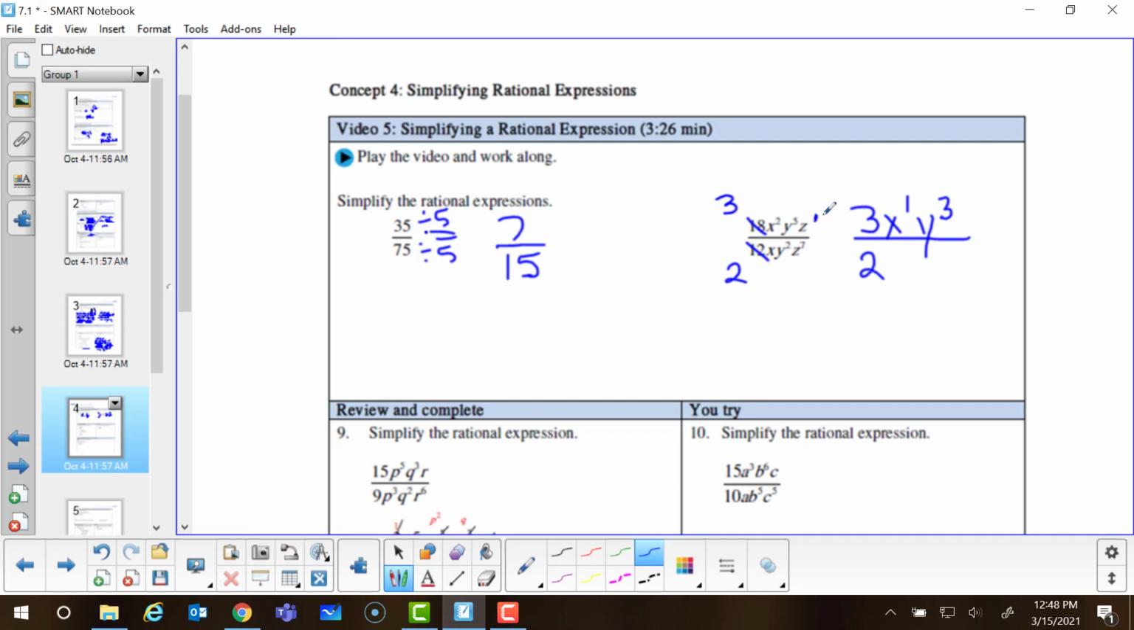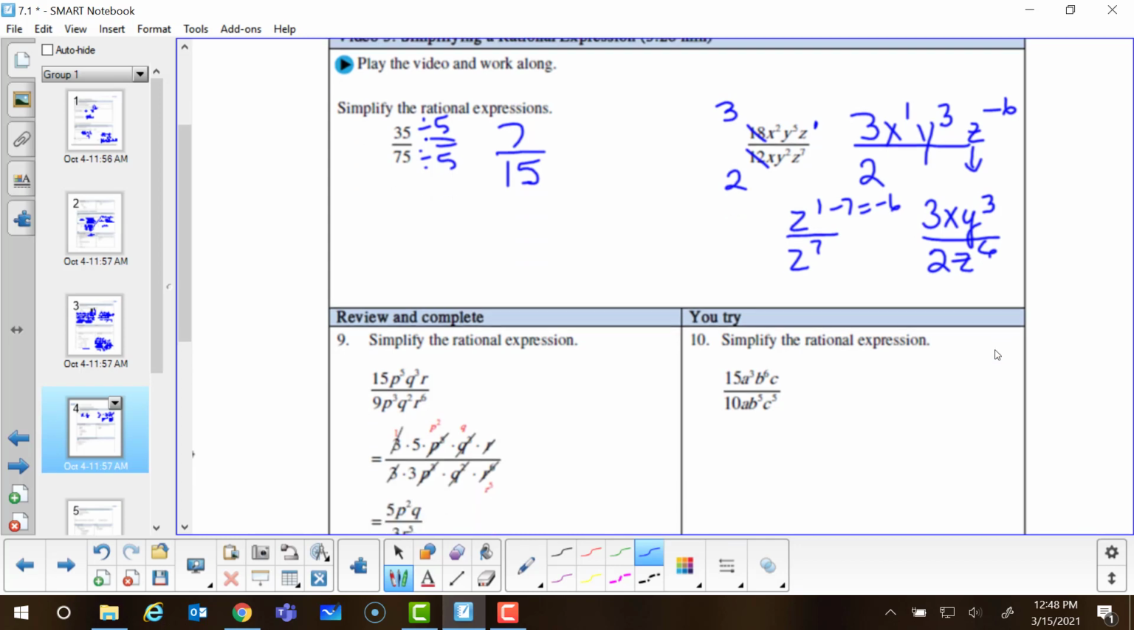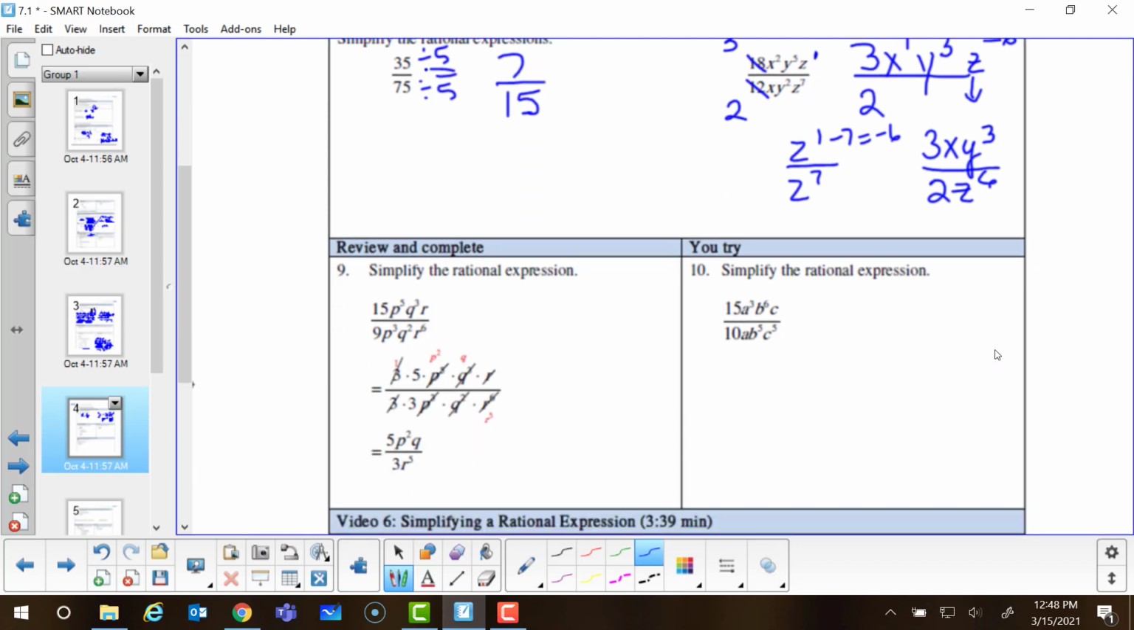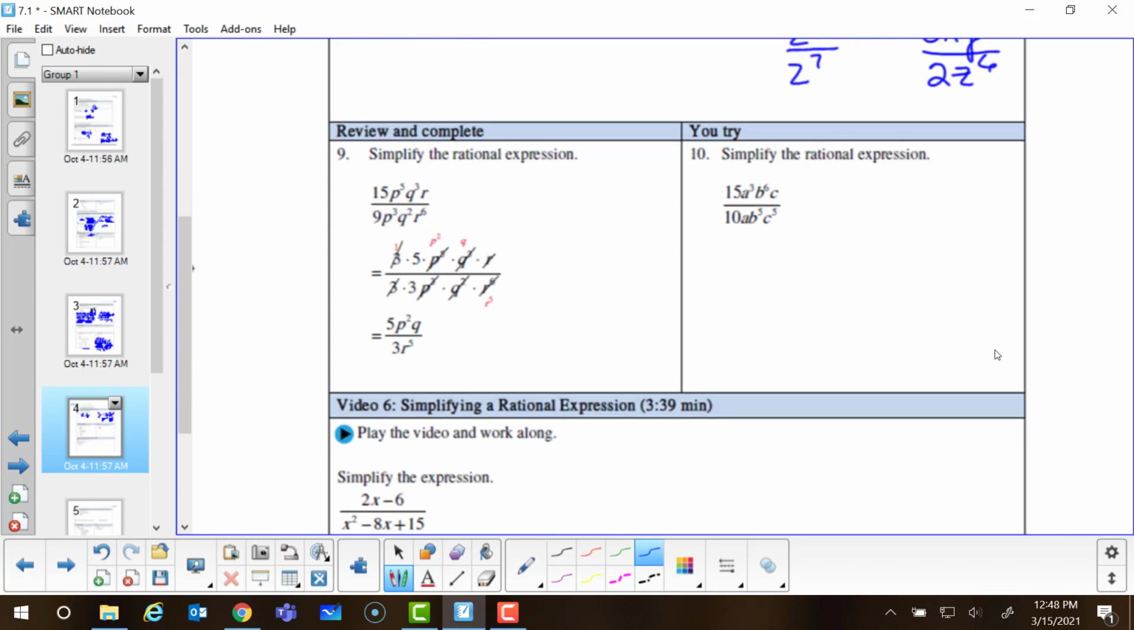Z to the 1 over z to the 7th. I'm going to do this one just as a side note. 1 minus 7 is a -6. So I have a z to the -6. Now remember, we can't ever leave final answers with negative exponents. So that z needs to come to the bottom. So 3xy cubed stays on top. And I've got a 2, and that z needs to come to the bottom and be a z to the 6th on the bottom. So again, that's some exponent rules that you're going to need to remember on some of these simplifying. And you can see they did an example just like that one.